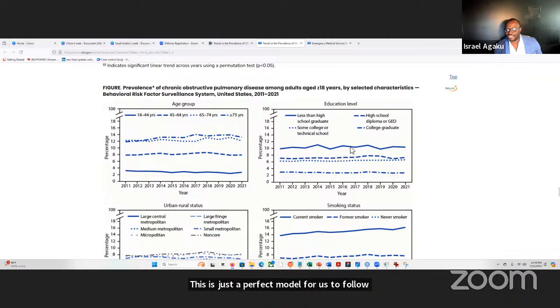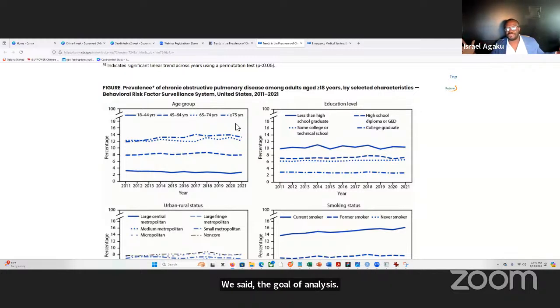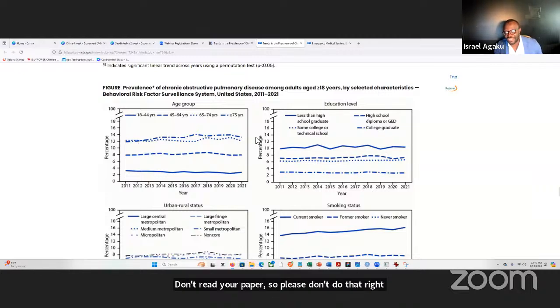You don't overcrowd. Some people will just want to pack all the information in the world and dump it into the figure, and so they will put in numbers here, 50%. Like, dude, this is supposed to simplify the data. Remember, we said the goal of analysis, especially visualization, is to take a huge volume of data and make it a small amount of data, right? By trying to put data points in every single place, you have completely failed in that objective. You have not simplified data at all. In fact, you're giving all of us a headache trying to read your paper. So please don't do that, right? The goal is data reduction, data simplification.